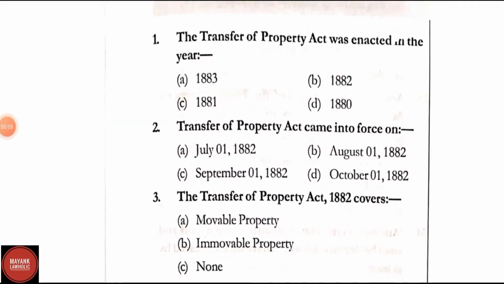Hello everyone, in this video we will discuss more than 500 plus MCQs of Transfer of Property Act. So let's get started from the question number 1.